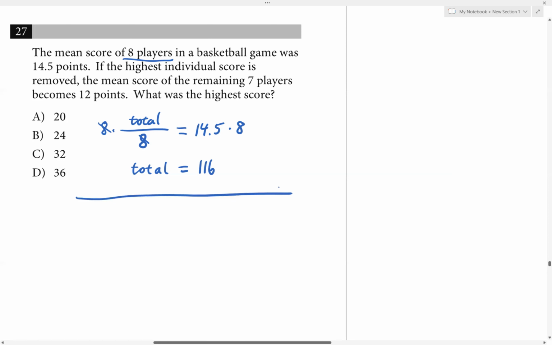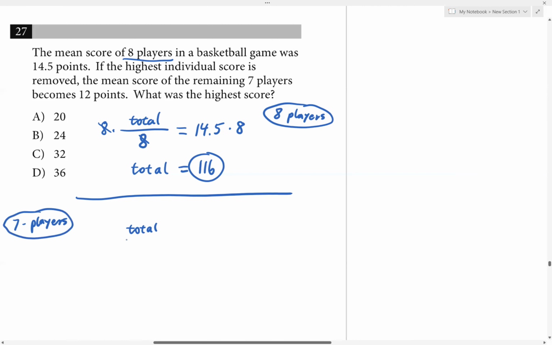Now, if we remove the highest score, we remove 1 player, so the remaining 7 players have an average of 12. We can do a similar process here. This second calculation is when we only have 7 players, while the first total, 116, is when we have 8 players. We have to keep that in mind.